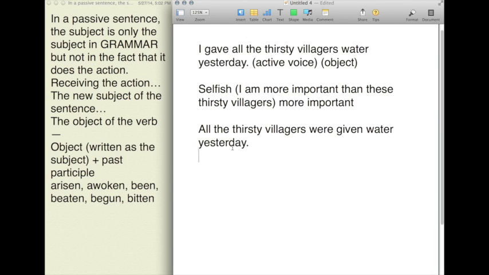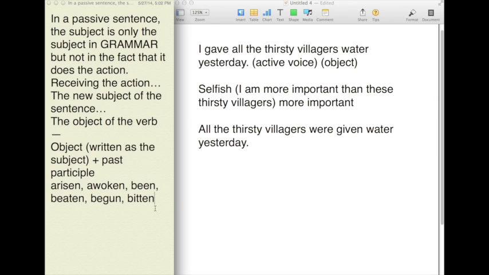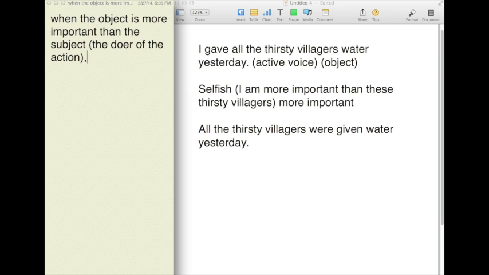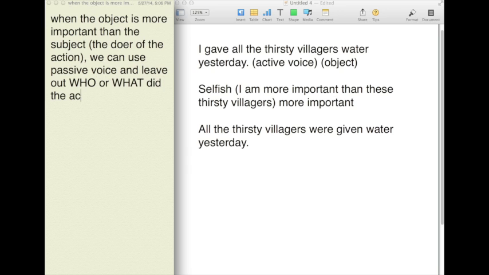Than I. So we can say this is a rule for passive voice. When the object is more important than the subject or the doer of the action, we can use passive voice and leave out who or what did the action. Okay, so it's not important to say I. We can do it this way.